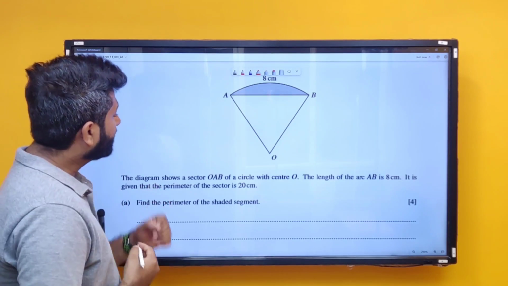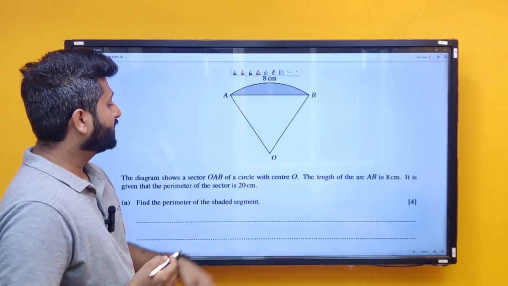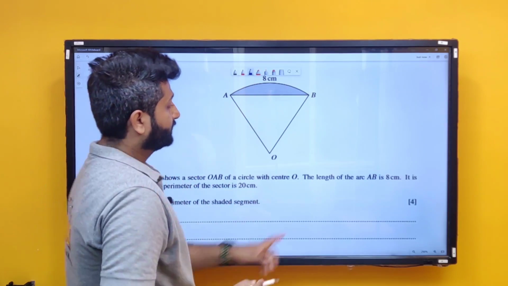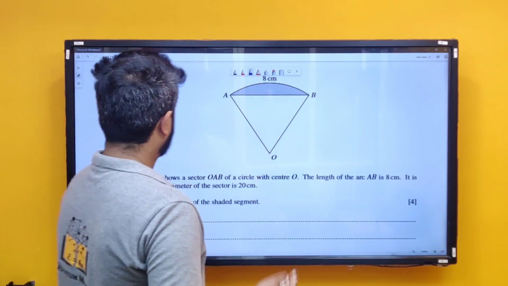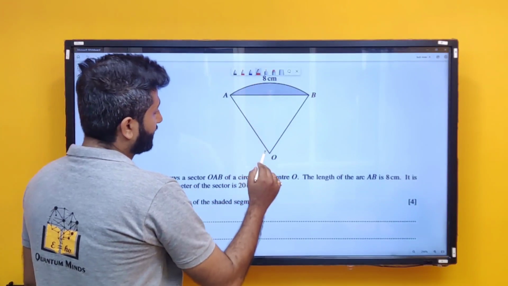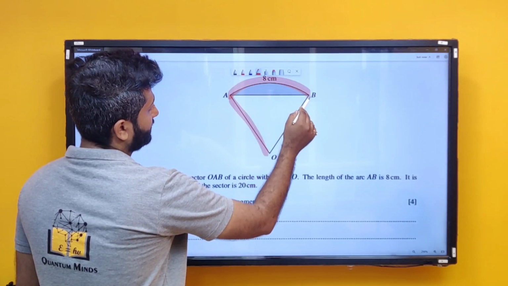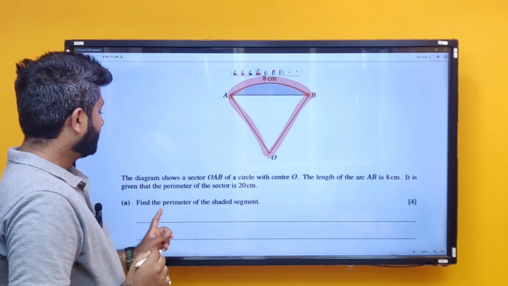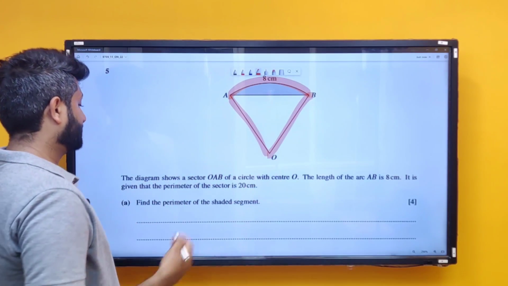Question number 5. The diagram shows sector OAB with center O. The arc length AB is 8 centimeter and it is given that the perimeter of the sector is 20. So perimeter meaning this plus this plus this is 20. Find the perimeter of the shaded segment.